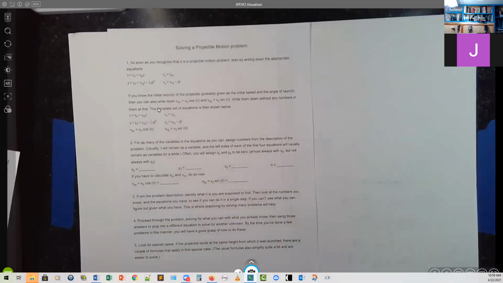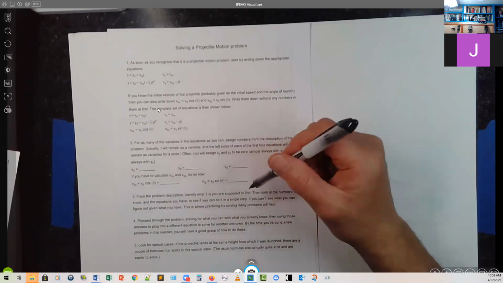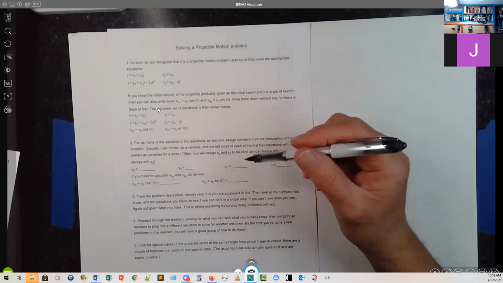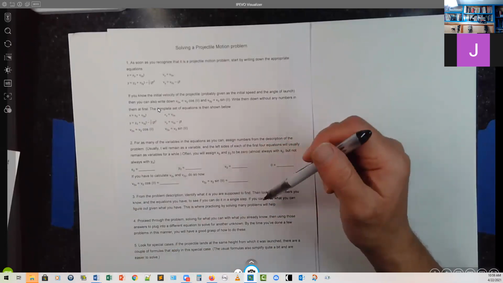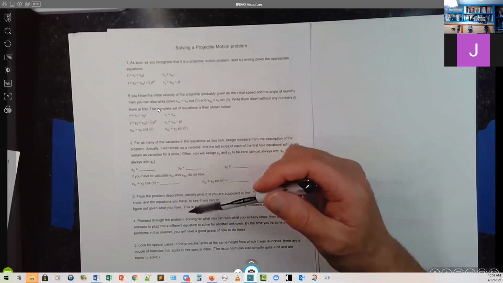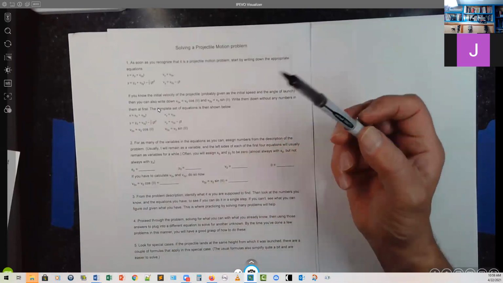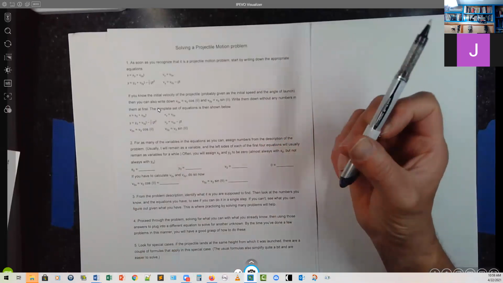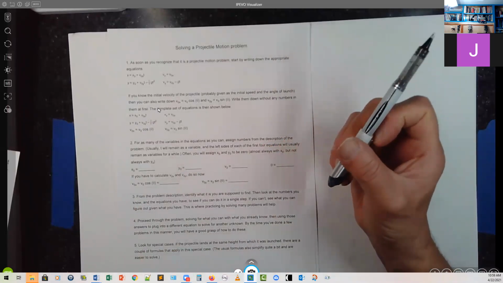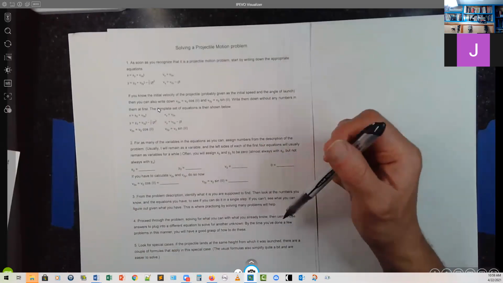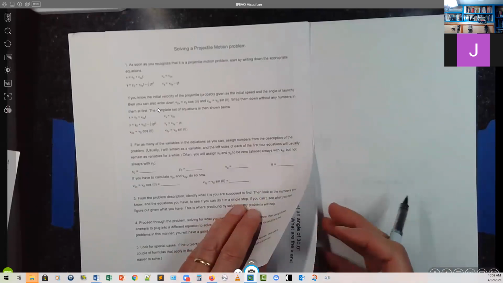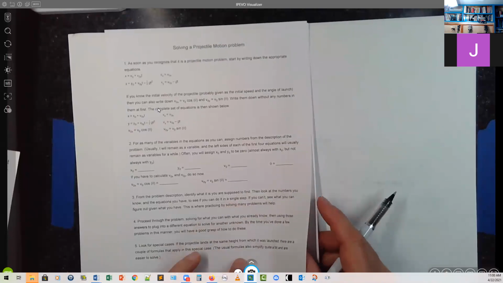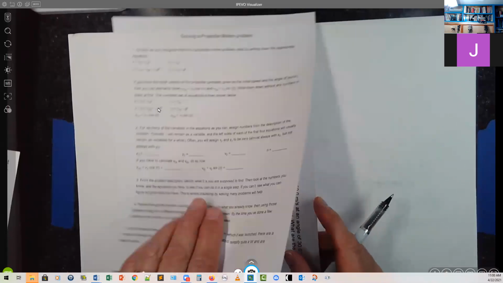And then from the problem description, identify what it is you're supposed to find. Sometimes you lose track of that because you've got so many things going on. Then look at the numbers you know, the equations you have, see if you can do it in a single step. If not, it may take a couple of steps to figure things out. So that's what we're going to be doing practice problems for, to see just how that stuff works out. So let's try one.